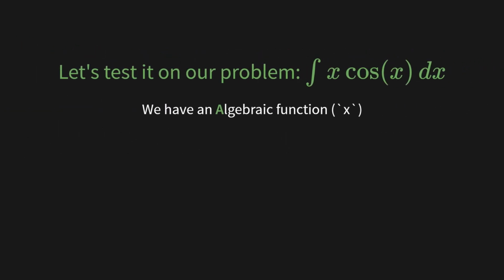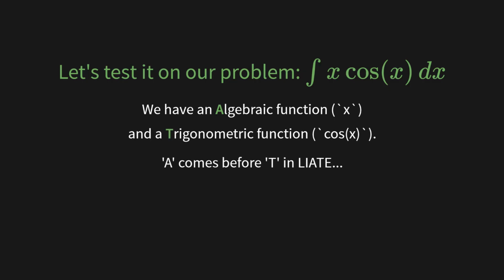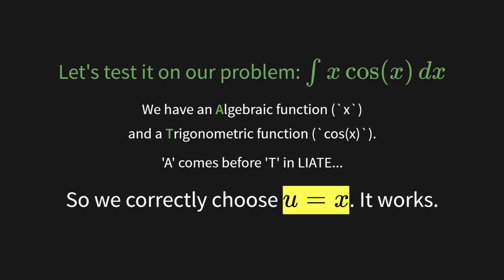Let's test it on our problem, the integral of x cosine of x dx. We have an algebraic function, x, and a trigonometric function, cosine of x. In LIATE, A comes before T, so we correctly choose u equals x. It works. Every time. Now for the natural log of x trick. Let me show you its unexpected power.